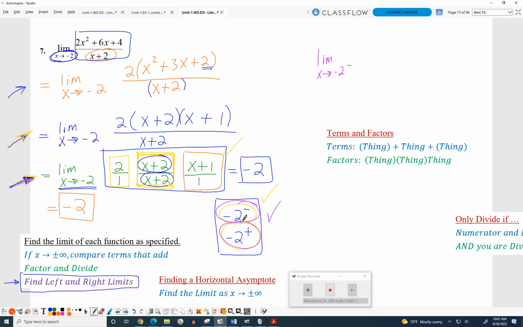And we discover that it doesn't matter which one we're looking for, the result is still the same. So we found them both. We have to do that. We just didn't have to write it. Did that help? 2 more.